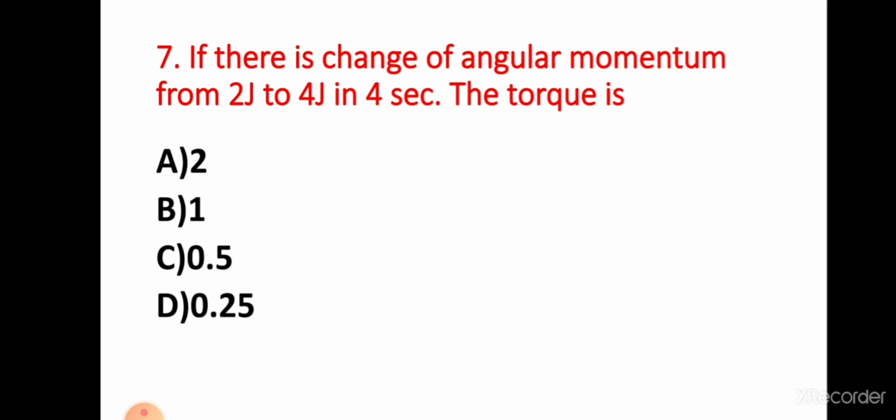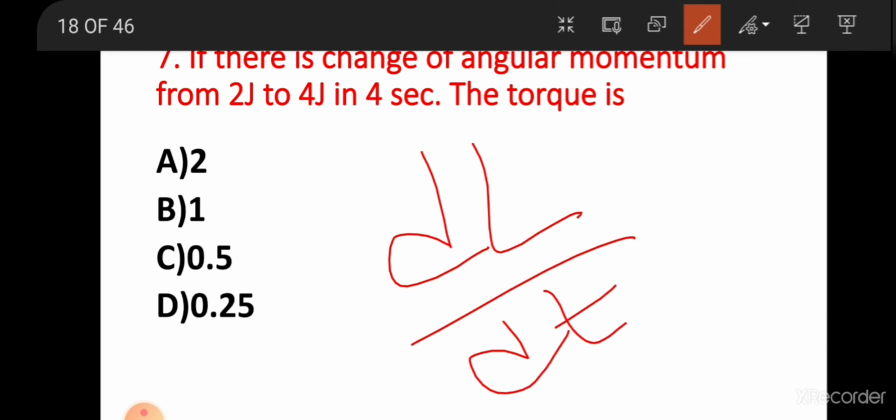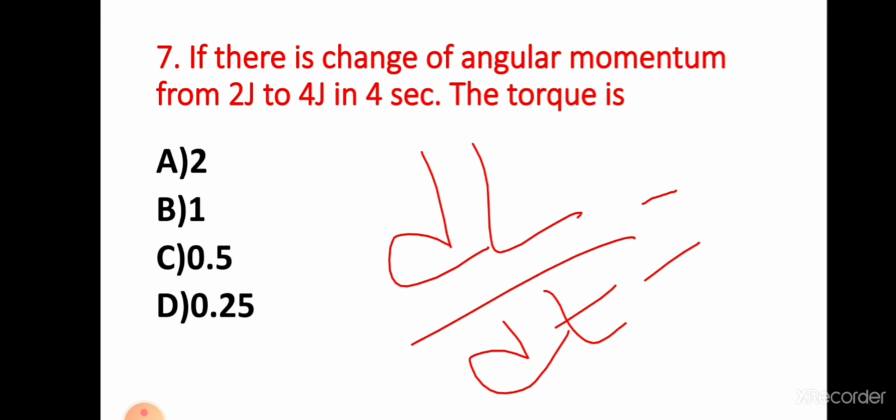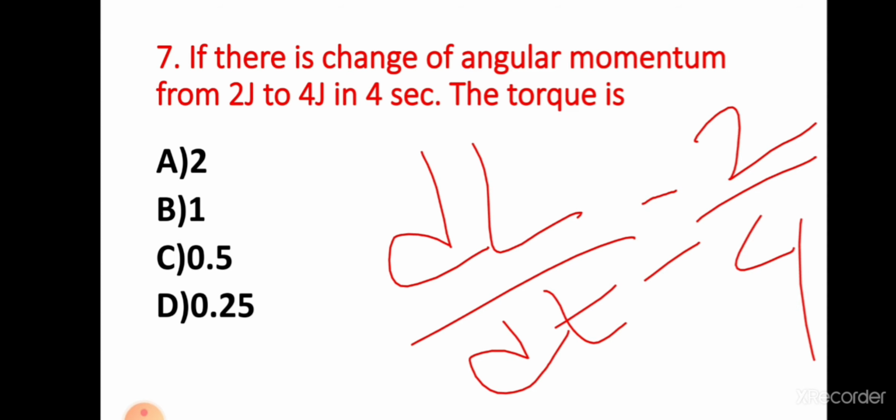Now let us see question number 7. If there is a change in angular momentum from 2 joule to 4 joule in 4 seconds, the torque will be. Our torque is dL by dt, that is change in angular momentum over time taken. The change in angular momentum is 2 in 4 seconds. 2 by 4 will give us 0.5. 0.5 is in option choice C. Option choice C is the correct answer for question number 7.